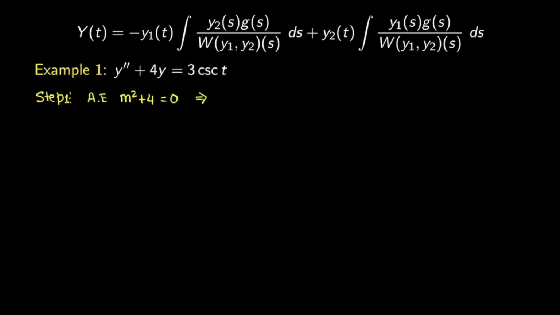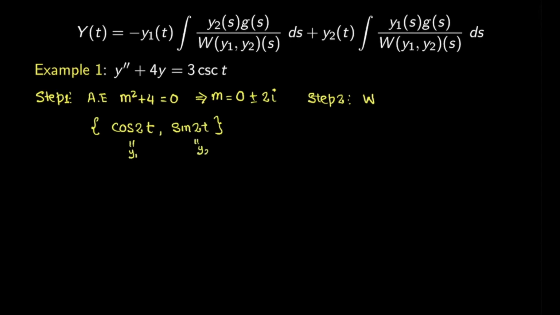The roots of the auxiliary equation, as you can see, are 0 plus minus 2i. Therefore, the fundamental set of solutions is going to be cosine of 2t and sine of 2t, because e to the power 0 is 1. So this will be the fundamental set of solutions. Once I have it, I will move to step number 2, in which I will calculate the Wronskian. I will call this y1 and this y2. You can choose any order; order is not really important.